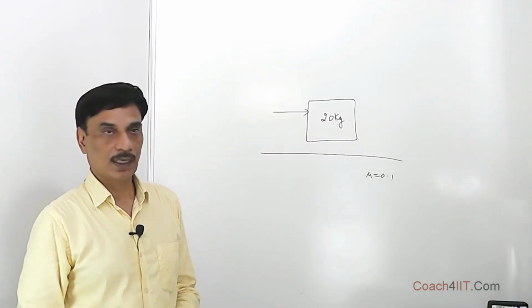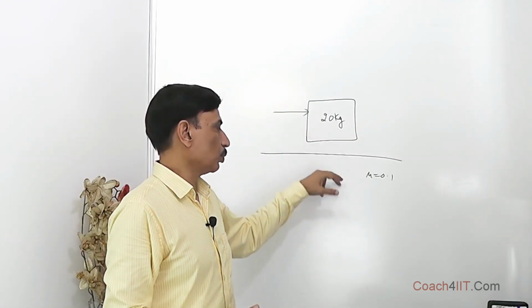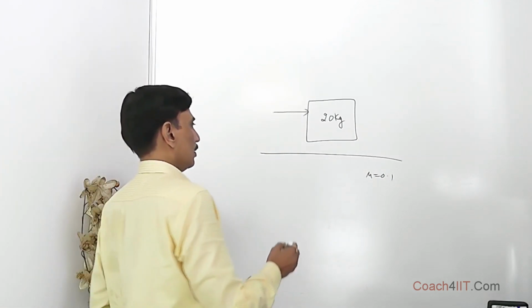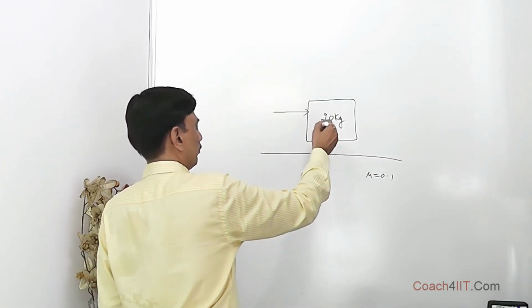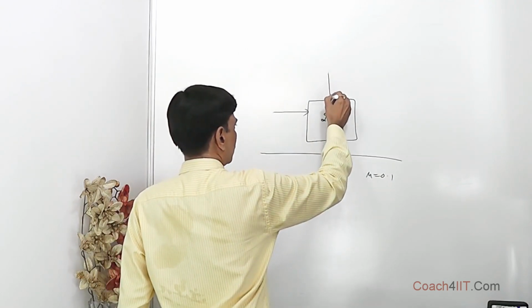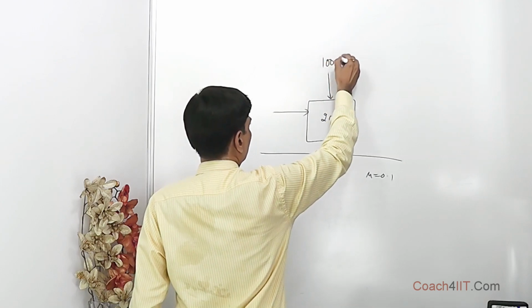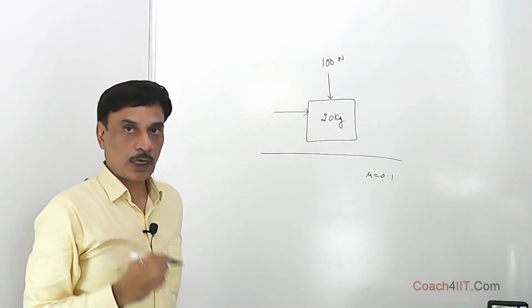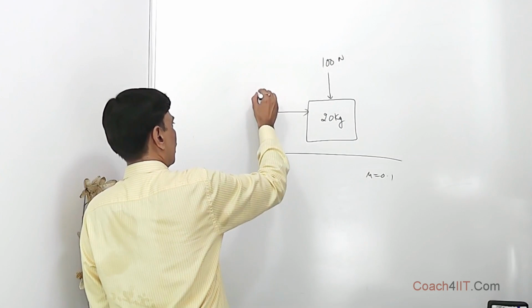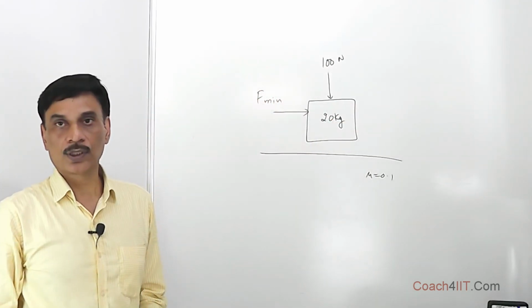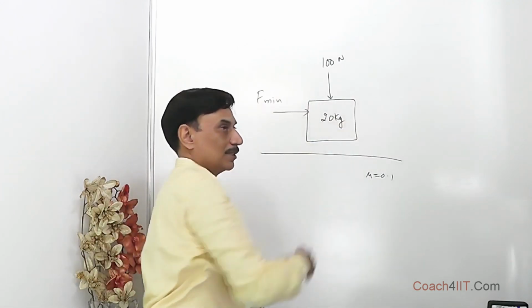Let's take the same example where we have a block of 20 kg resting on a horizontal surface, and the coefficient of friction between these two bodies is 0.1. And over here, in addition to all the forces, weight, etc., there is one more force: someone is pushing it down with a force of, let's say, 100 Newton. Now the question is, what is the minimum value of force which needs to be applied in this direction so that this block starts moving in this direction?